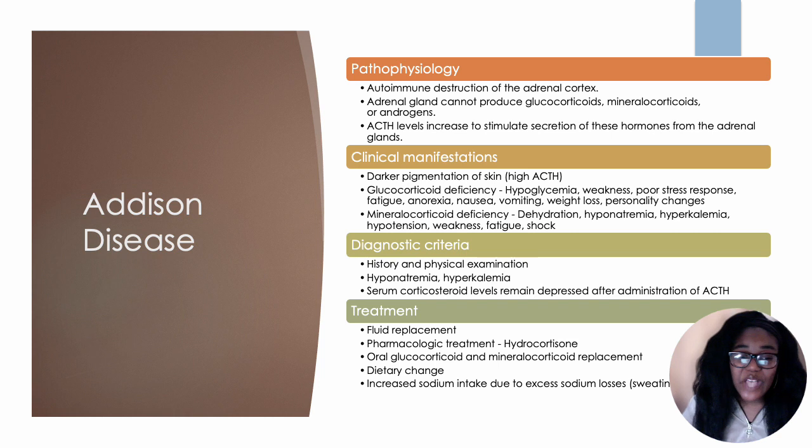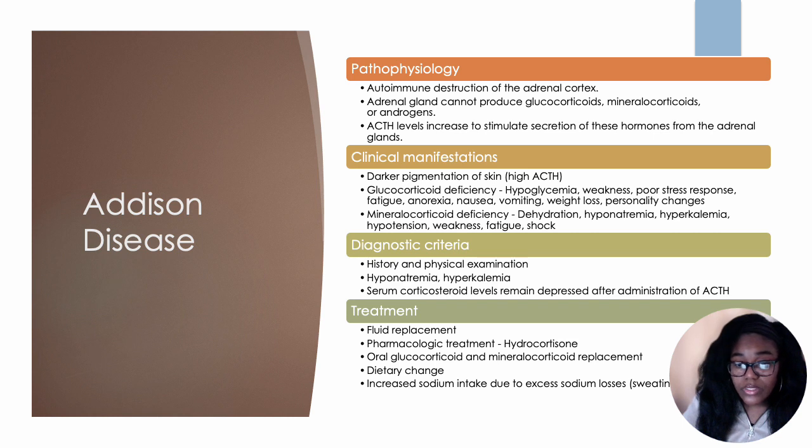Last but not least, we'll talk about Addison's disease, and this is an autoimmune destruction of the adrenal cortex. So normally your adrenal cortex or the adrenal gland produces glucocorticosteroids, that cortisol, mineral corticosteroids, that's that aldosterone, or your androgens, which eventually result in testosterone. So those levels increase to stimulate the secretion of the hormones from the adrenal gland. So when there's an adverse effect with this, again, you can't produce these hormones anymore.